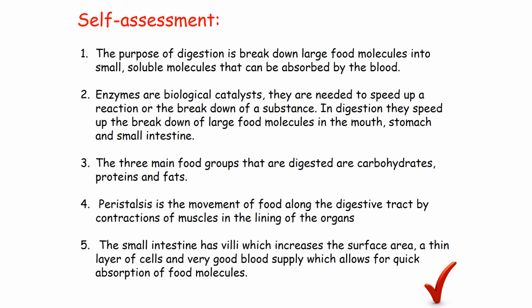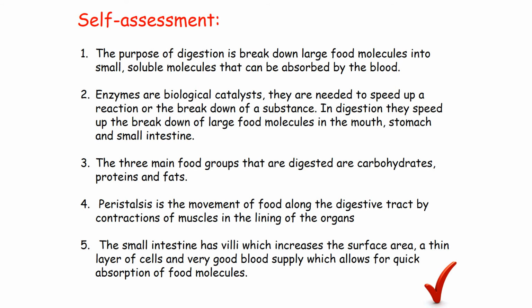Okay, so let's go through our answers. The purpose of digestion is to break down large food molecules into small soluble molecules that can be absorbed into the bloodstream. So what are enzymes? They're biological catalysts which are used to speed up a reaction or break down a substance. In digestion, they speed up the breakdown of large food molecules in the mouth, stomach and small intestine, and they break these down into small soluble molecules that can be absorbed into the bloodstream. So the 3 main food groups that are digested are carbohydrates, proteins and fats. And we will look at the different enzymes that break these food groups down in another lesson.